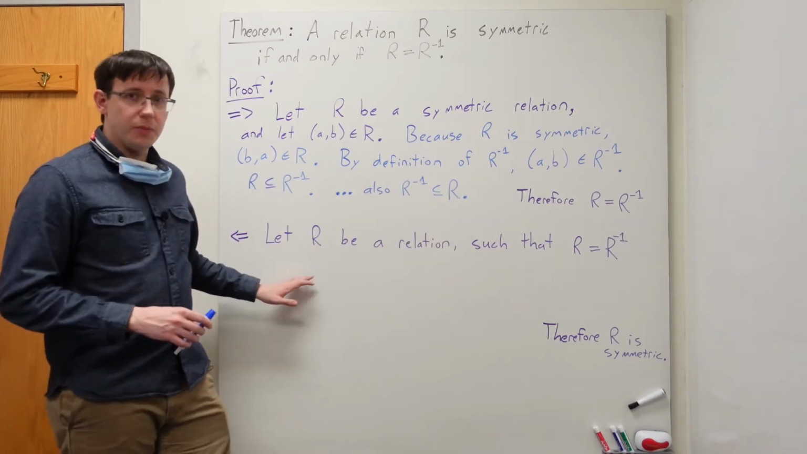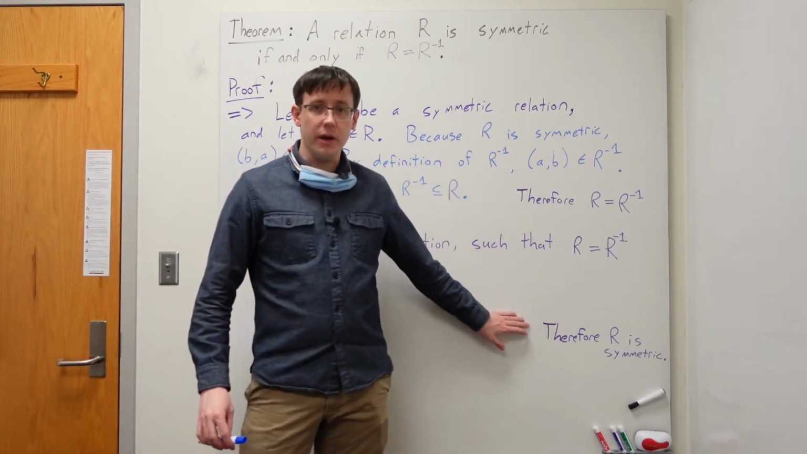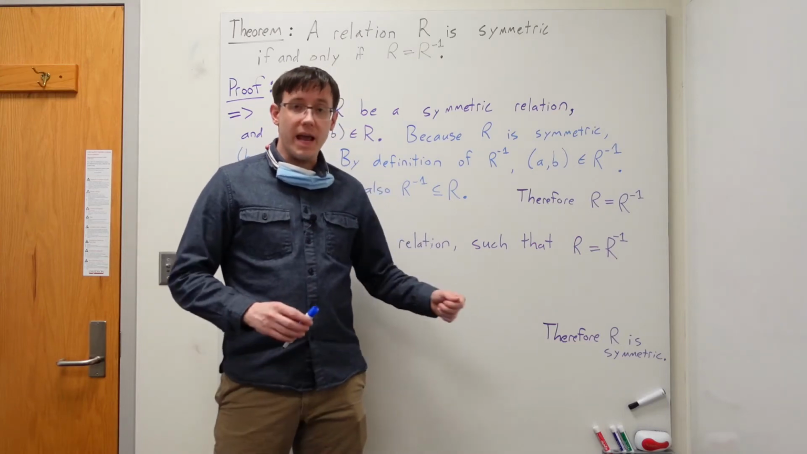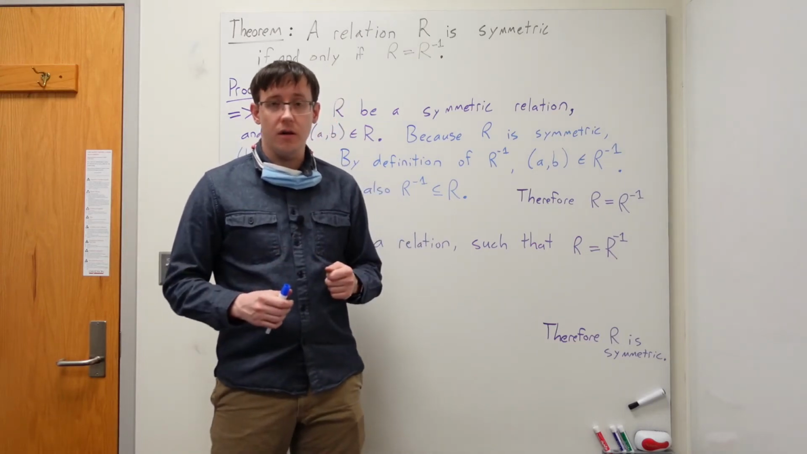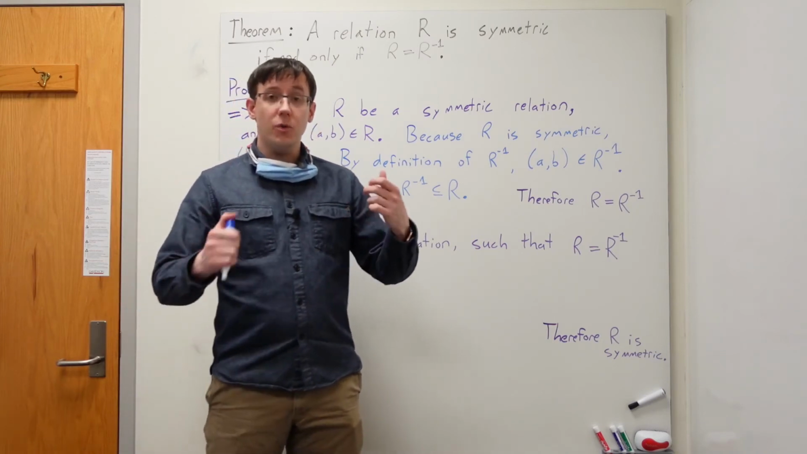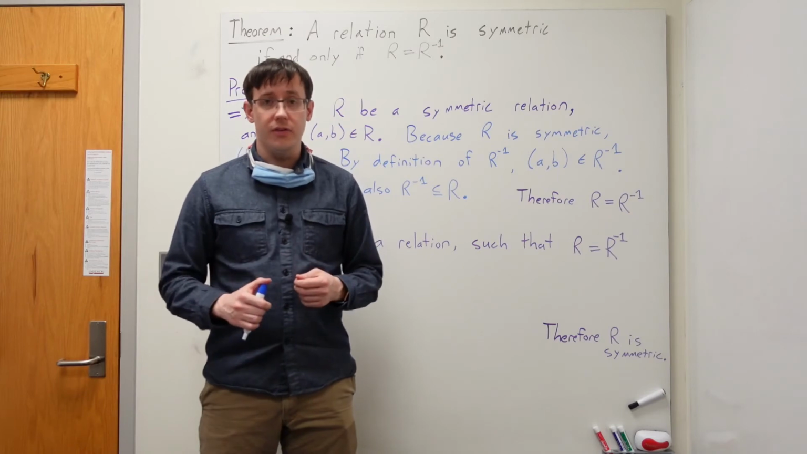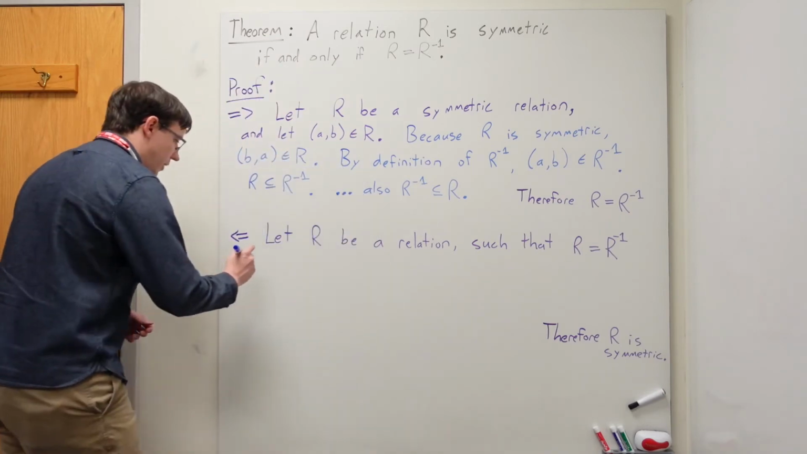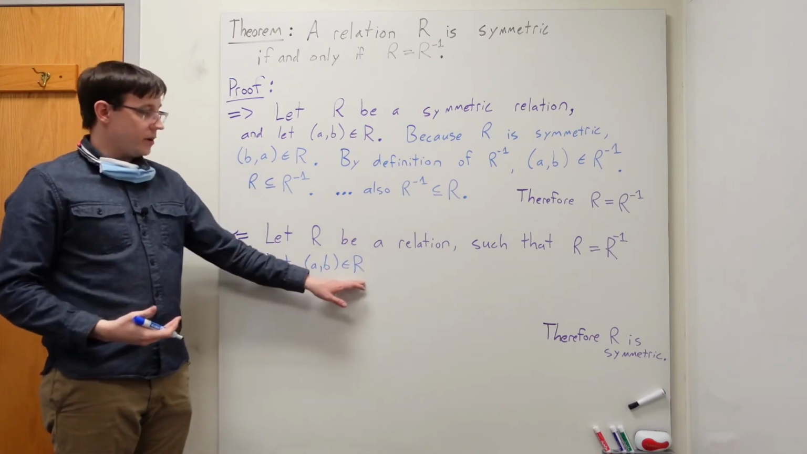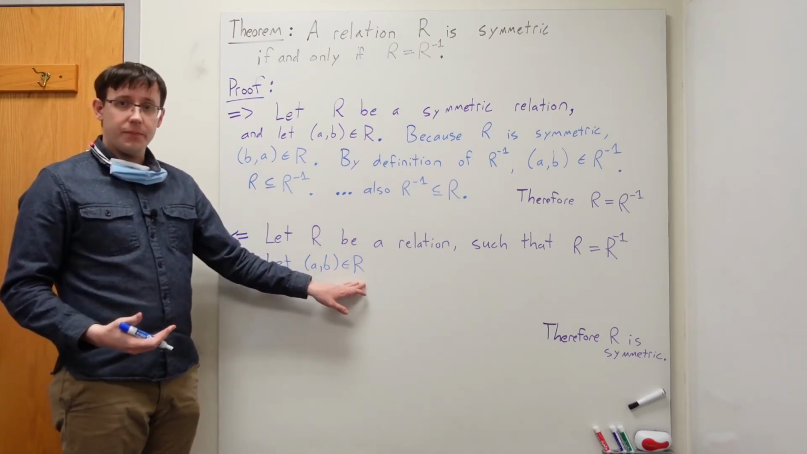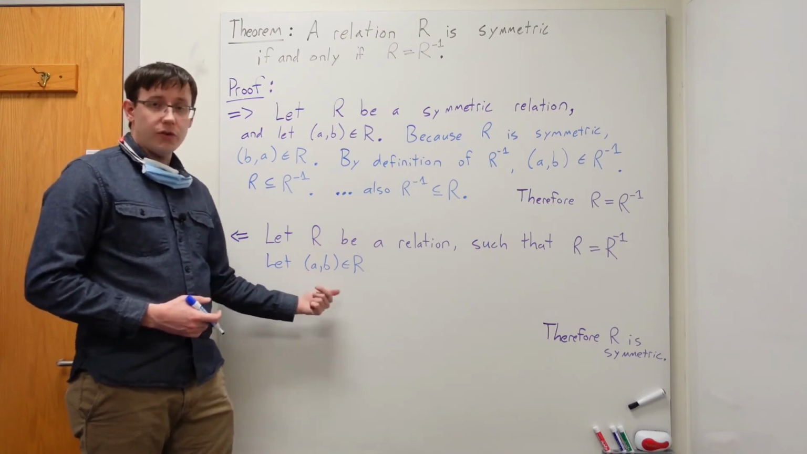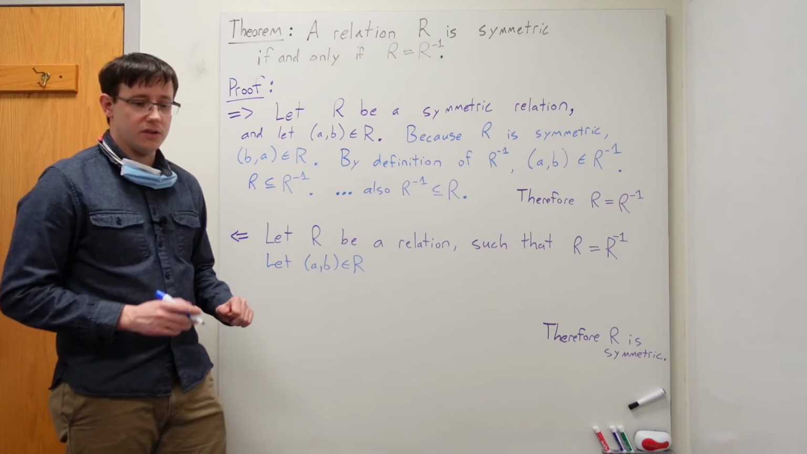For the reverse implication, we want to show that R is symmetric, and the symmetry property is that whenever AB is in R, we also have that BA is in R. So we're showing an if-then hypothesis. So let's suppose that we have some element of the relation, and we want to show that the reverse of this ordered pair also belongs to the relation.